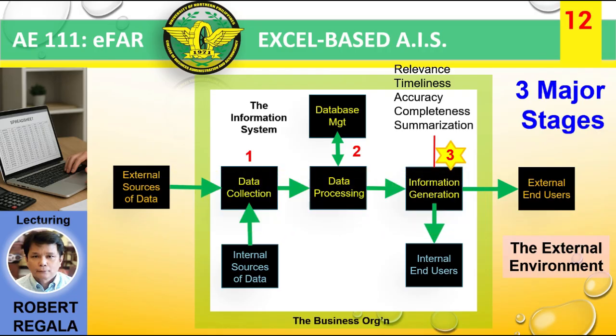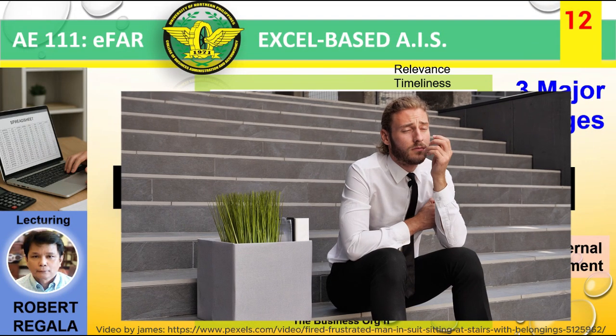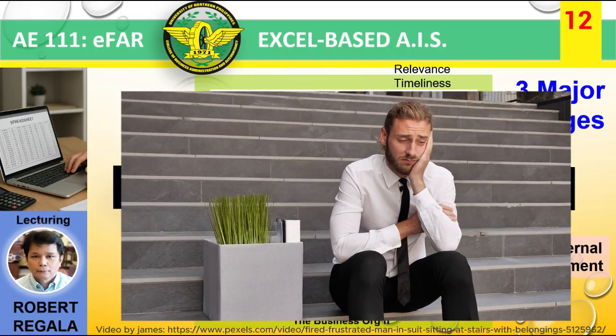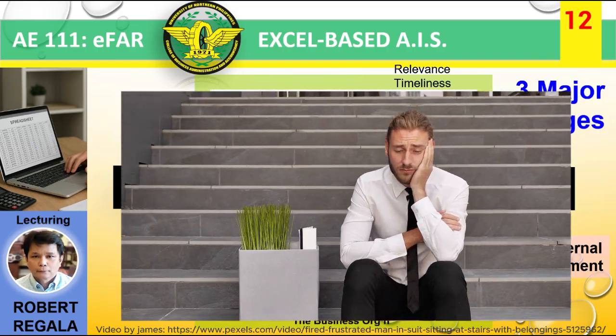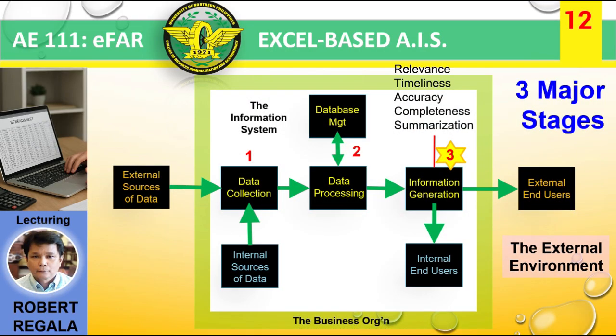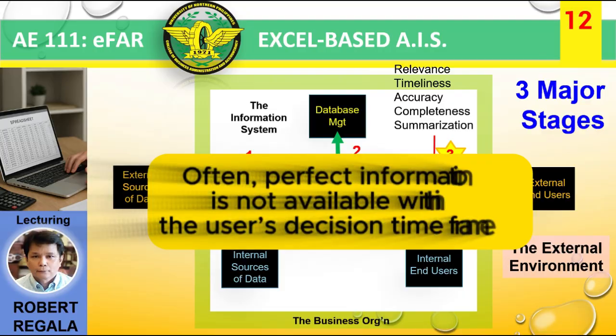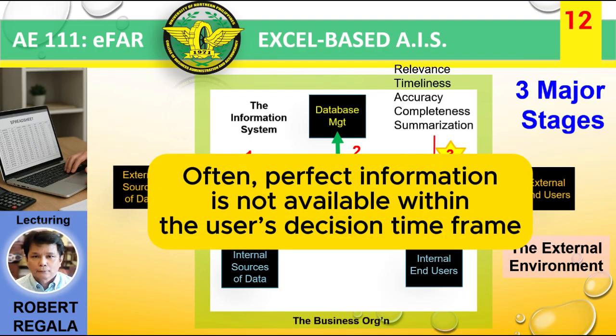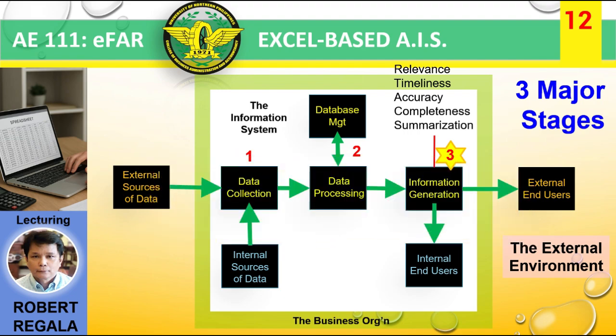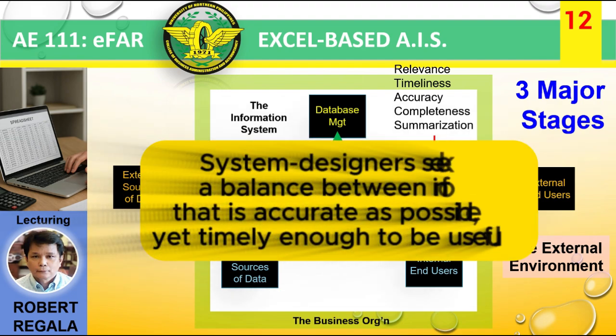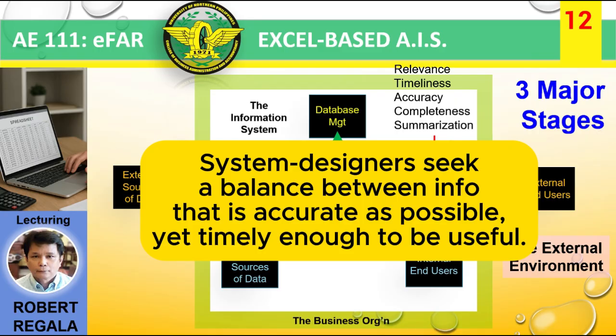Material error exists when the amount of inaccuracy in information causes the user to make poor decisions or to fail to make necessary decisions. We sometimes must sacrifice absolute accuracy to obtain timely information. Often, perfect information is not available within the user's decision time frame. Therefore, in providing information, system designers seek a balance between information that is as accurate as possible, yet timely enough to be useful.